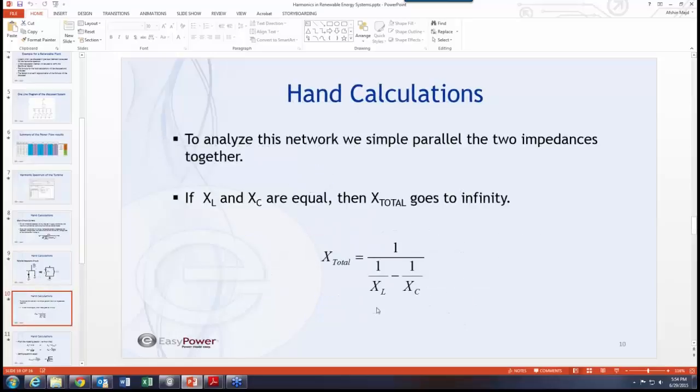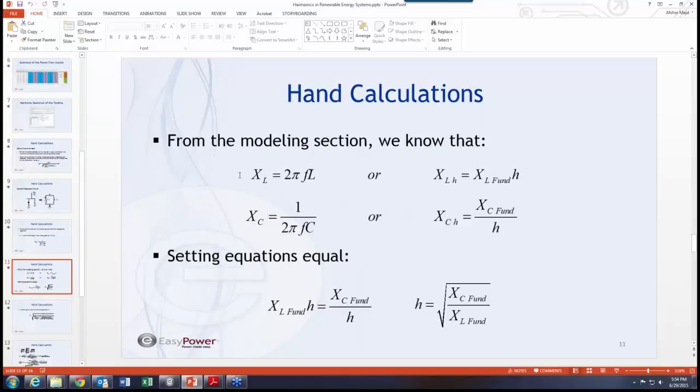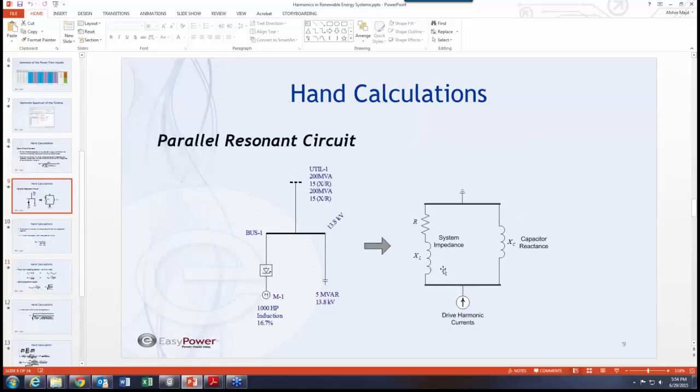And for the modeling section, we know that X equals 2 pi F L, or XLh equals XL multiplied by h. XC is 1 over 2 pi F C, and XCh is XC over h. If we put these two values equal, it's very important to note why we don't have a resonance at fundamental frequency. It's very easy to answer, because there is no way that in a normal design these two cancel each other out.